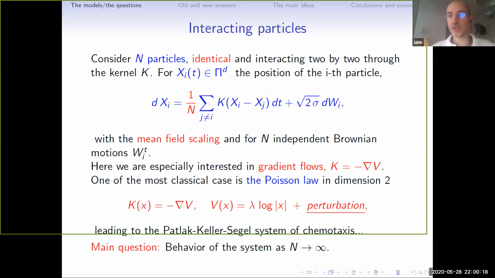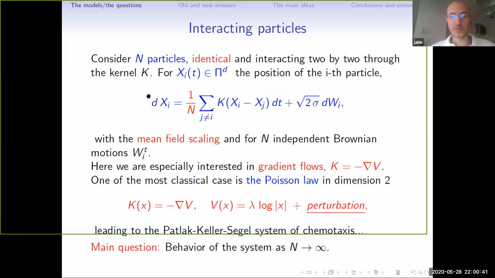So the system looks like this. And you see the equation on the xi, right? So xi are the position of the particles. You have n identical particles, so we are tracking their position. And we are solving a coupled system of stochastic differential equations that has a very simple form.